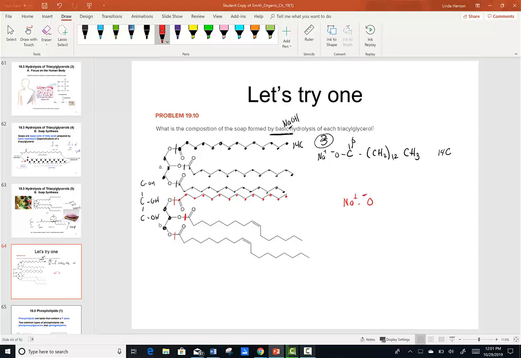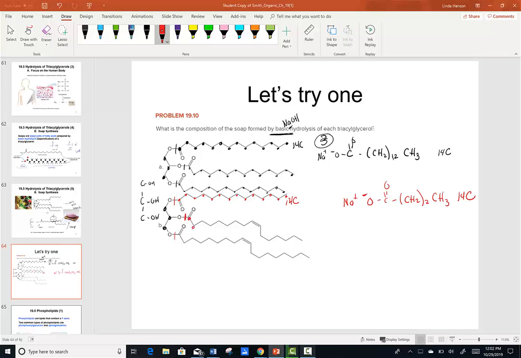That's a negative, it just strayed there. Let me try to erase that. There we go. And here's the carboxylate. We'd have 12 carbons ending with the terminal chain for a total of 14. That's what we ended with here.